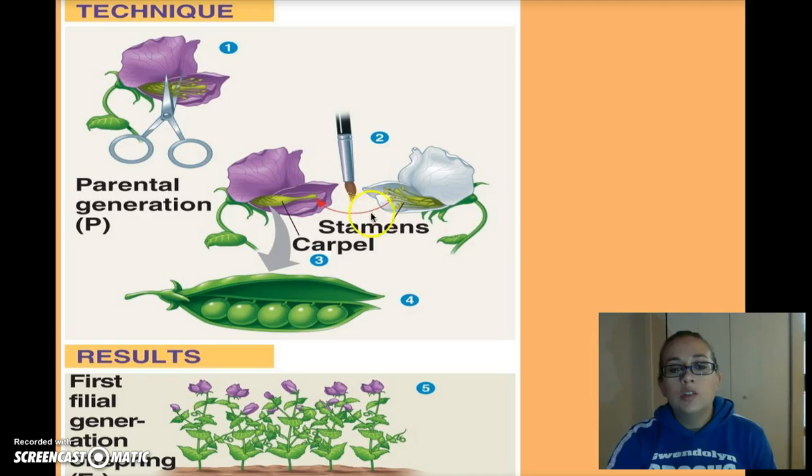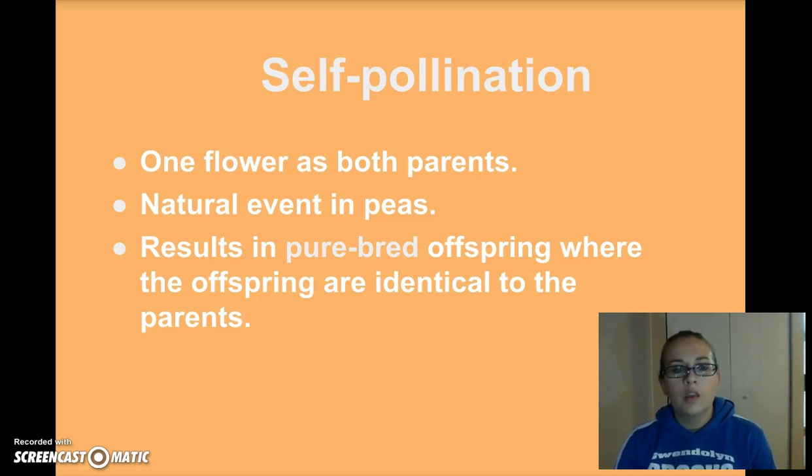Then he's going to look at the data that he gets. Looking just at flower color right here, if you cross a purple flower with a white flower, what you get is an entire first generation full of purple flowers. So again, self-pollination is when you have one flower that acts as both parents.